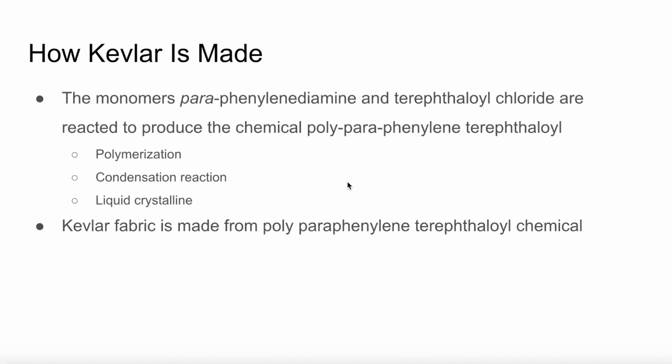How Kevlar is made isn't too complicated. As Josh mentioned, it's synthesized through polymerization, a condensation reaction of paraphenylenediamine and terephthaloyl chloride. The yielded product is called polyparaphenylene terephthalamide. This product is a liquid crystalline polymer. Kevlar yarn, which is woven to make Kevlar fabrics, is produced through the extrusion of this liquid crystalline polymer. In the next slide, Jacob is going to explain in greater detail the processing of Kevlar.